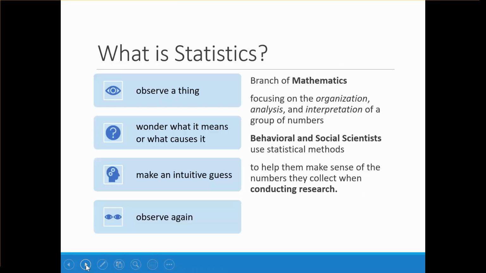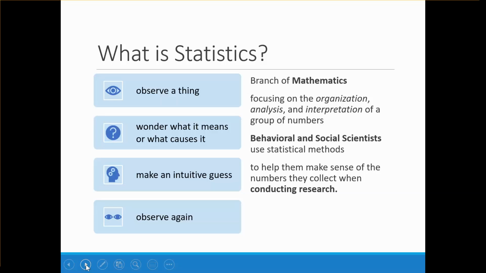Okay, so the first thing we're going to look at, what is statistics? Statistics is basically a branch of mathematics. A lot of you already knew that coming into it. Some of you came in with a little bit of a fear of math, and I want to ask you to put that fear aside. Some of you might even be excited about statistics, and I'm right there with you. But if you are a little bit afraid of math, this is a bit of a different type of math. We focus on organizing, analyzing, and interpreting numbers instead of calculating numbers.